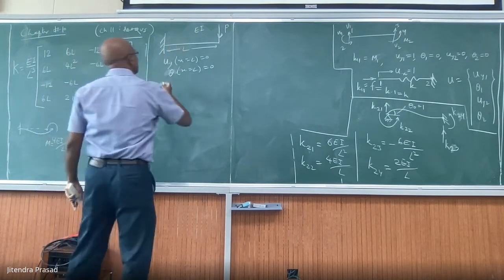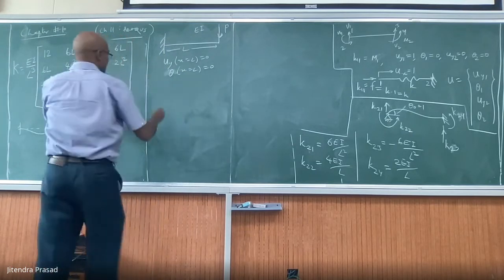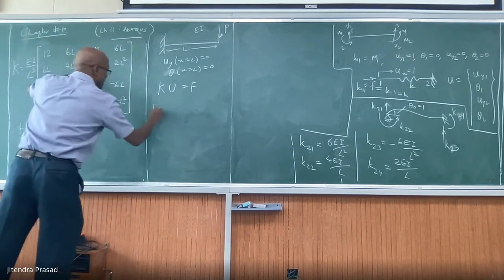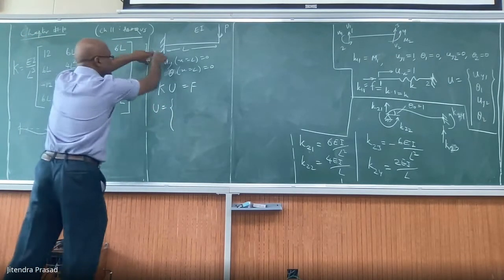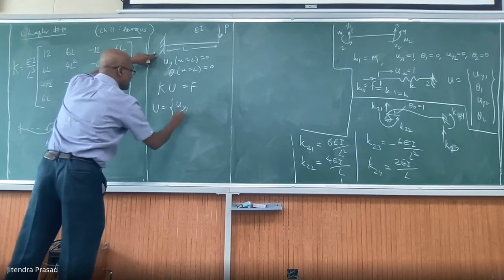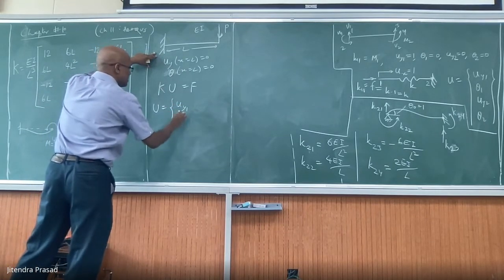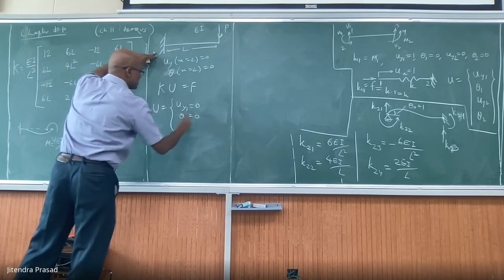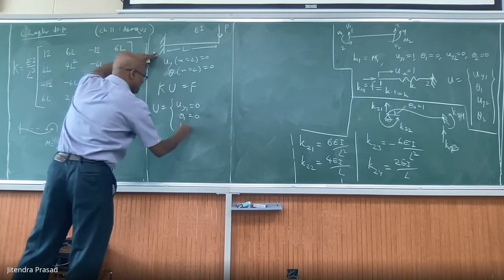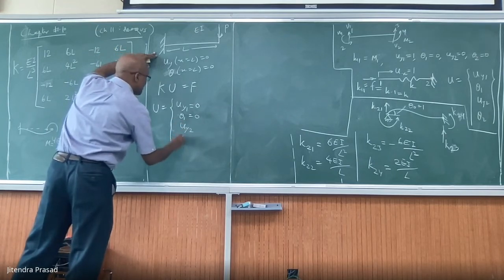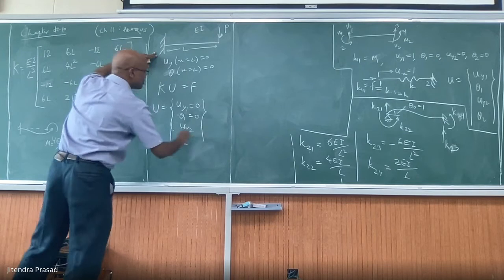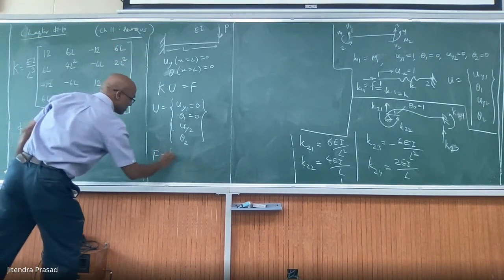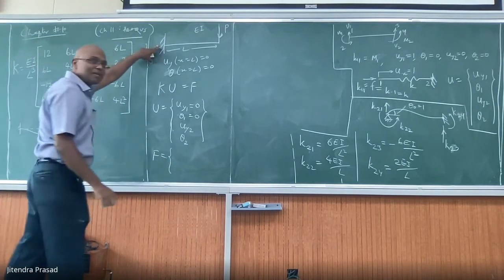So how do you set up the problem? This is given here. Now you know that Ku equals F. K is this, and U is equal to, what do you get? You don't know what the value is. You say Uy1 equal to 0, theta 1 is equal to 0. Then you don't know what Uy2 is, that you have to find out, and theta 2, you don't know, you have to find out. So we have this. Now F is equal to what? We don't know here what that is.